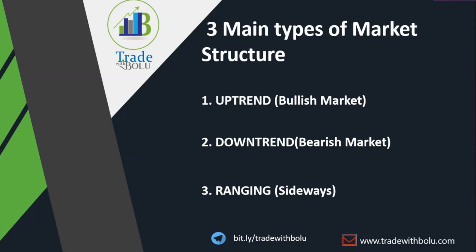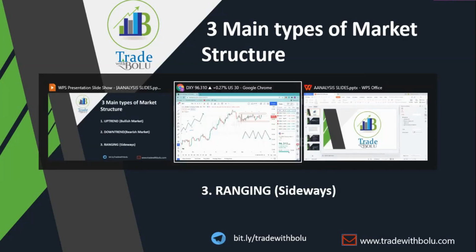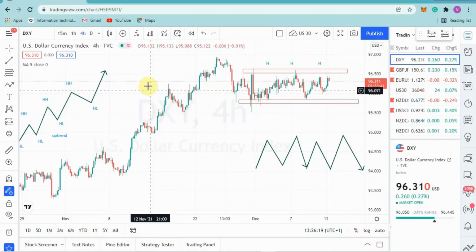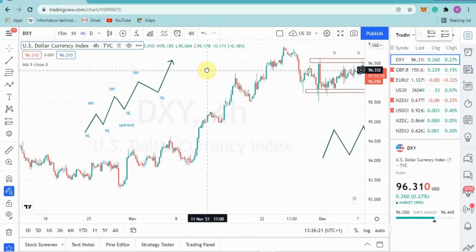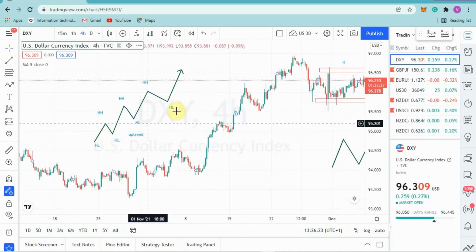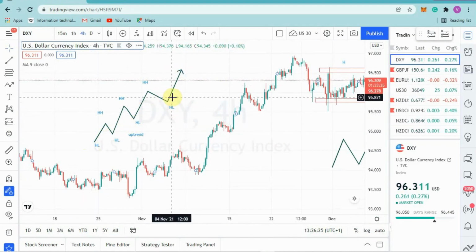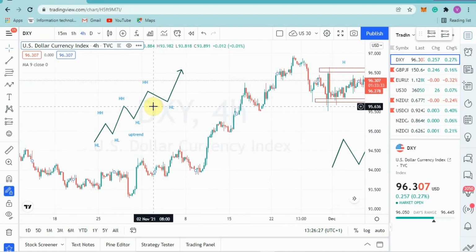Okay, so I'm going to show you right now live chart examples of this market structure so you get more understanding of them. A recap: we have the uptrend, which is bullish, we have the downtrend, which is the bearish, and we have the ranging, which is also called the sideways market structure. So our chart right now is an example of the uptrend. I've marked it out to make it easy for you to understand.